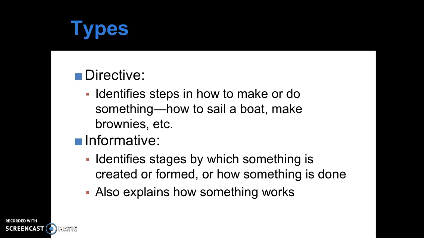The informative essay is a little different because it's looking at stages. And so, you know, some of those examples, how to be a procrastinator, it's not step 1, step 2, step 3, but probably a series of stages by which someone moves through in order to become a master procrastinator. And the second bullet underneath of the informative is that you could talk about how something works.